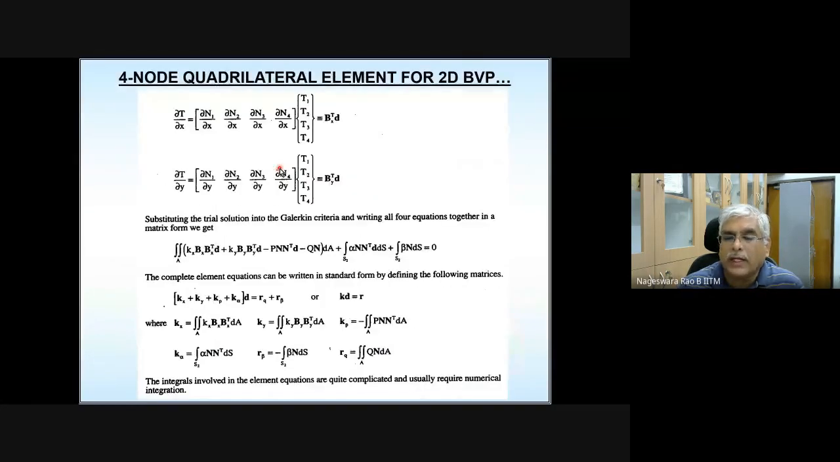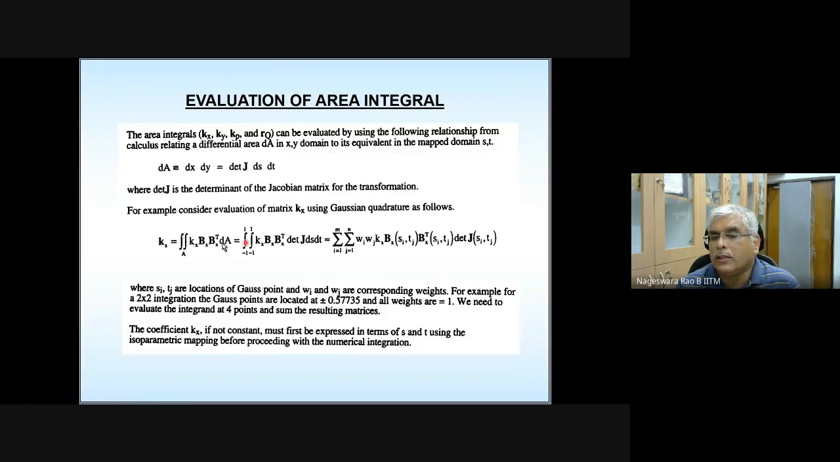So wherever dA is there, replace it with determinant of J times ds dt, and then all these derivatives you need to express in terms of s and t, and then the limits can be changed to -1 to 1. So that is what is written here. One of the matrix simplifications is shown. Once you have limits from -1 to 1, -1 to 1, you can adopt Gaussian integration. You already know what Gaussian integration is and how to get the weight function in the s direction times the weight function in the t direction.